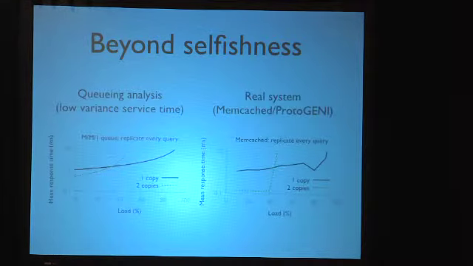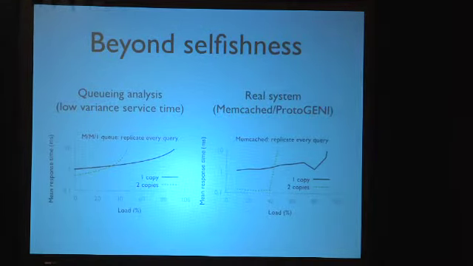We were able to confirm this thresholding effect in a real system, a deployment of a distributed cache on Memcached. Note that we observe the same trend, and we observe a similar level of performance improvement as predicted by the analysis.